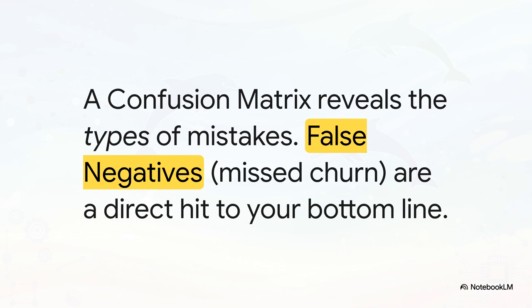In our churn example, those are the customers who were going to leave, but your model said, nah, they're fine. Every single one of those is lost revenue. That's the kind of critical business-level insight that a simple accuracy score would completely hide from you.